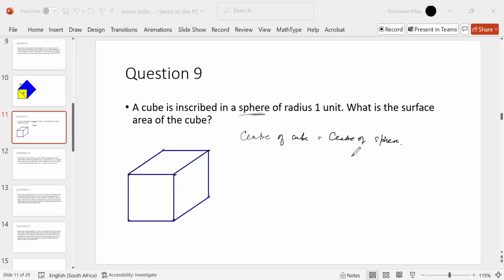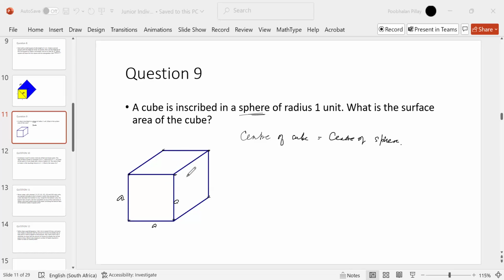Right. Now, where is the center? How are we going to find it? We don't know. To find the surface area of the cube, I need to find the area of each face, right? And then add all of them. To find the area of each face, I need to know what the sides are. So I don't know what the side is. That's an unknown now. If I know what the side is, then I can answer the problem, right?